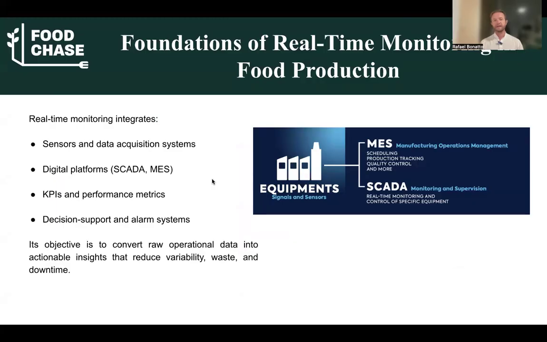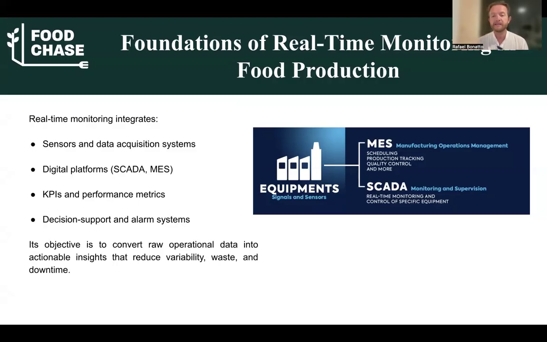Foundations of real-time monitoring in food production. Here in the right-hand figure, we have the MES and SCADA. MES stands for Manufacturing Operations Management, which comprises scheduling of activities, production tracking, understanding in which phases, quality control, and more. Why do we call it more? Because it depends on the type of industry you are. MES is applied not just for the food industry, but for different industries, and that's why I call it more, because you can put some new indicators, new KPIs into it, okay?